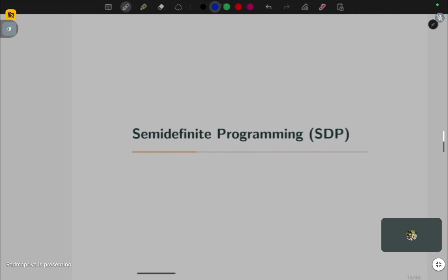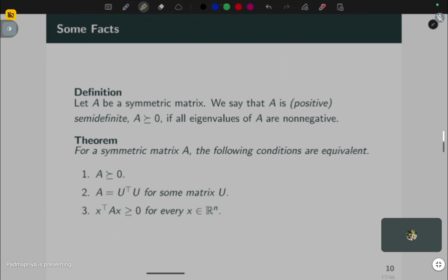So how am I saying this is a positive semi-definite matrix? Just to go over the definition to see that everyone is on the same page. A positive semi-definite matrix is denoted like this. It is one that has all non-negative eigenvalues.